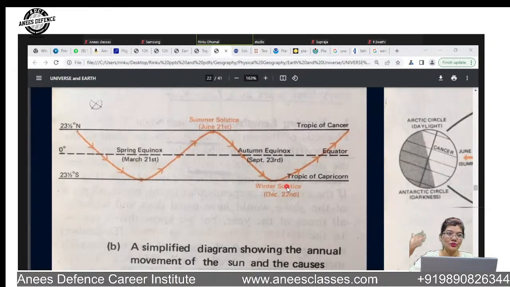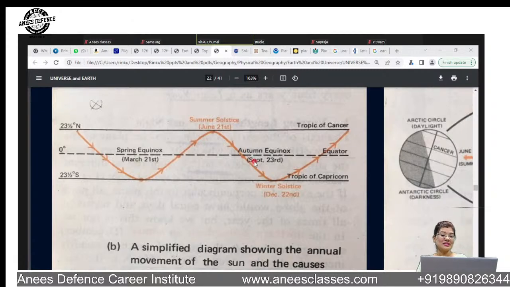At various latitudes within the tropics. Oh, Tropic of Capricorn, sorry. So we are going from the Tropic of Cancer to the Tropic of Capricorn in a calendar year. The sun moves across various latitudes, and we are saying that this is the motion.